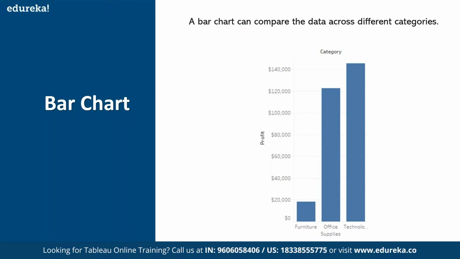An example is this. I have a list of values. It could be furniture, office supplies, and technology. Maybe these are the three categories that I have. Now I want to find the profit from each category. In order to display it, I can create a bar chart, and by simply looking at it, you can get an idea that for the technology category I'm seeing more profit compared to furniture. This is one of the great things about visualization, and we use the bar chart to compare data across different categories.